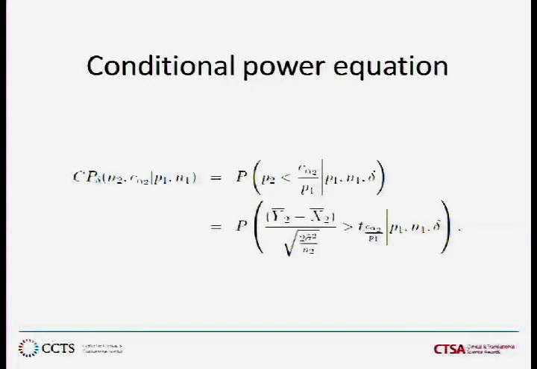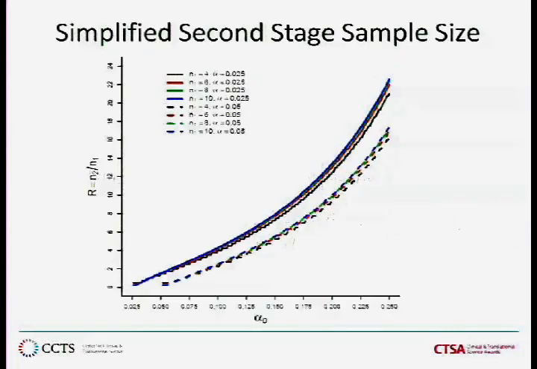And finally, I'll just show you how this method we've used actually ends up providing some fairly simple rules about how to choose alpha 0 and alpha 1, also in some simplifying results. You can see all these different colored lines are for different sample sizes that you start out with in the first stage. N1 equals 4, 6, 8, 10. Doesn't really matter.